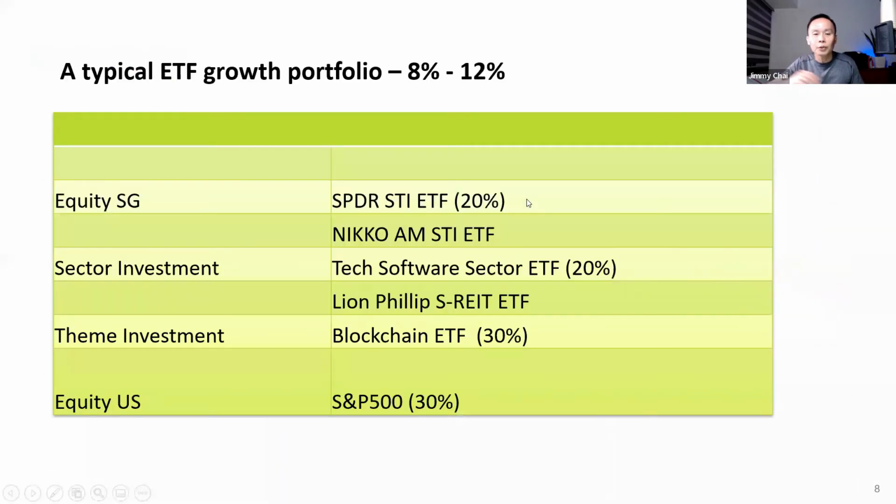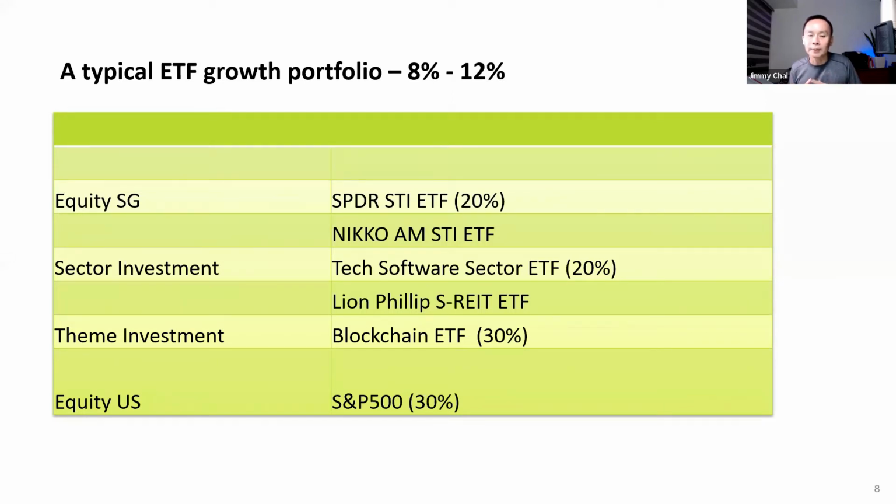Okay, so a typical ETF growth portfolio. Of course, just now when Emin was talking about fixed income protections and that sort of thing, we were talking about a very big scheme of things. But if you're looking at just an ETF type of portfolio, you're not only buying one ETF, right? You will probably buy a couple of them so that you can form the growth engine. So this is how I would put it together.